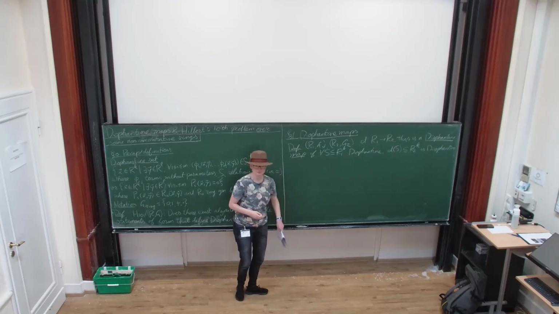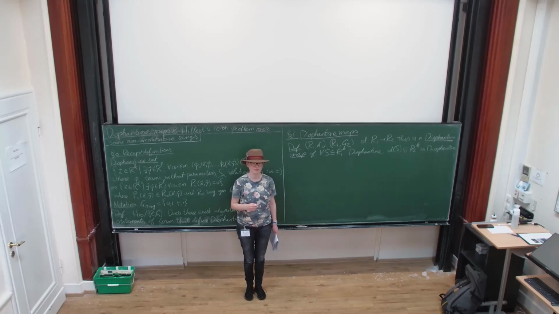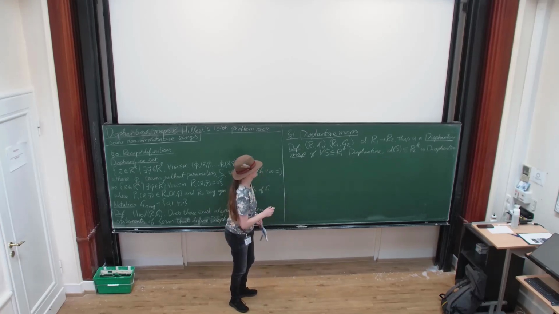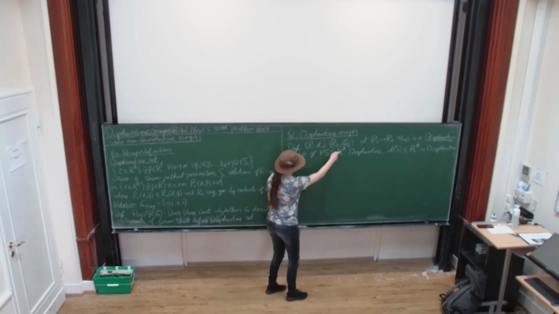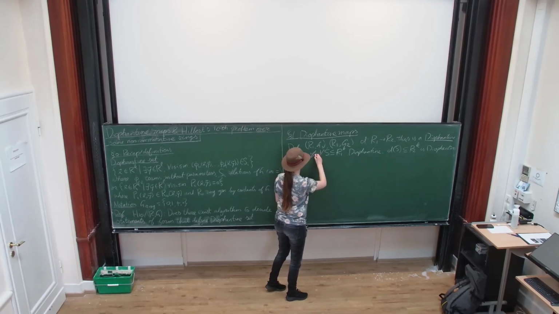Question. Do we want this for every K, or for one specific K that's good enough to make it a Diophantine map? For all K. Okay. Yeah, that's important. For all S, for all K.